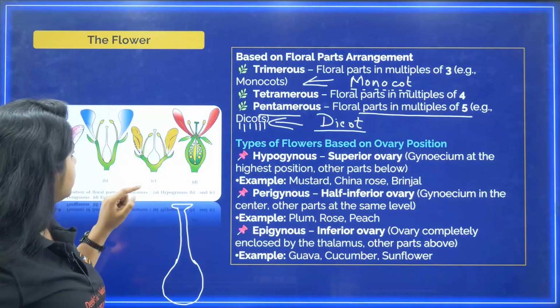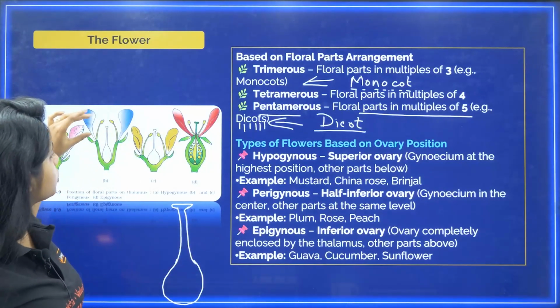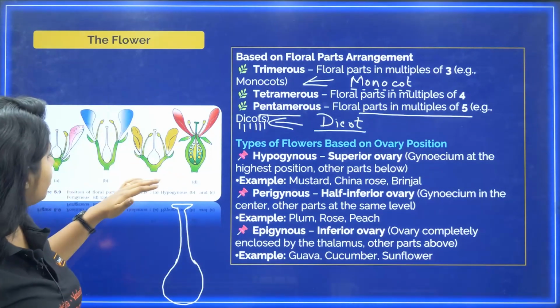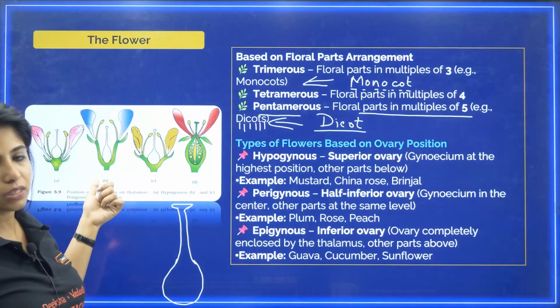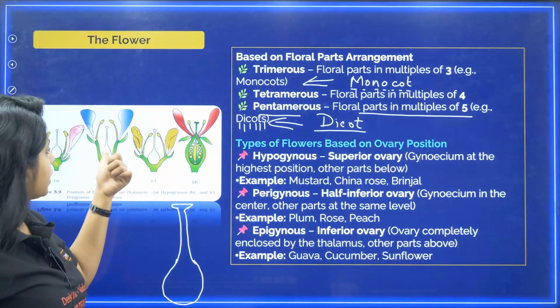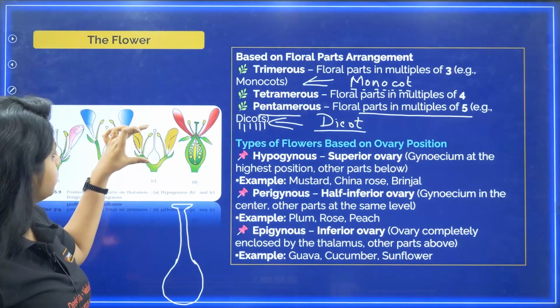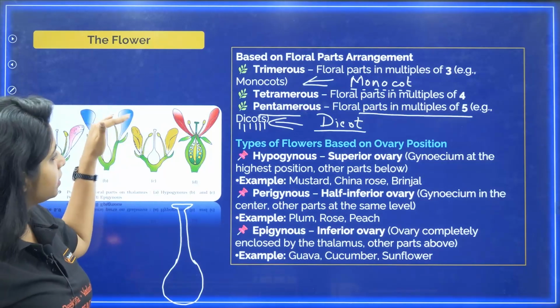So as you can see over here, the gynoecium and the other parts are almost all at the same level. So I will call this perigynous. It can be either this or this, if you see the whole thing. So almost up at the same level.